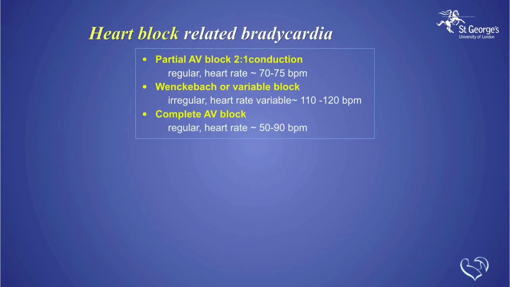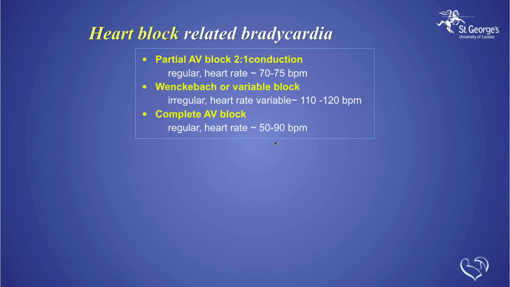So heart block-related bradycardia, it's just a summary. Partial AV block with 2-to-1 conduction, the heart rate again very similar to the ectopics. Wenckebach, because it conducts some and the AV interval gets prolonged until one block, the heart rate is variable and again falls within that middle grade category there, 110 to 120, 117, 126 persistently.